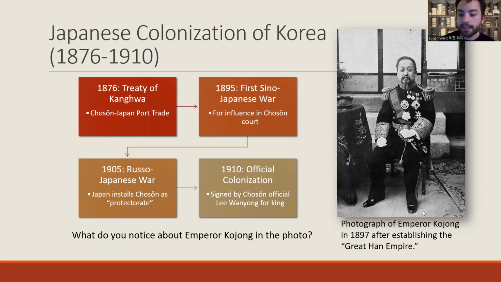This is in 1897. He actually established Korea as, quote unquote, the Great Han Empire this year in order to try and show that Korea had some sense of imperial endeavor or wanting to become modern, quote unquote, and compete with the likes of Japan, the United States, the British Empire. Of course, that didn't, as we know, work out. So what do you notice, though, about Emperor Gojong in this picture from 1897?